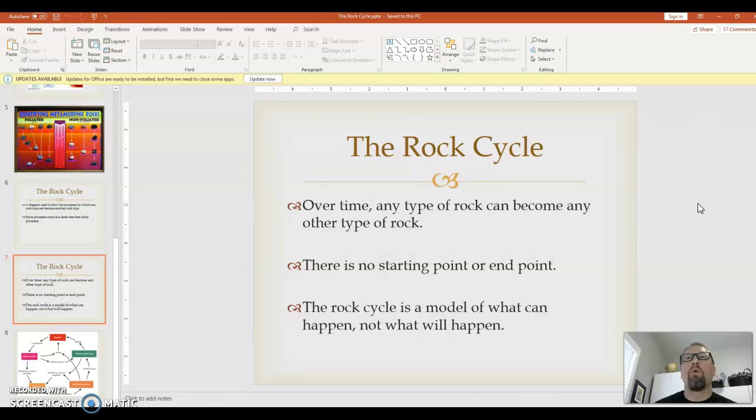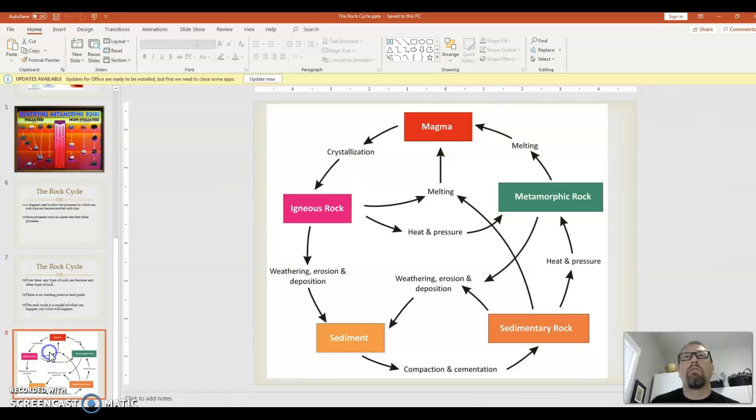There's really no starting point or end point. You might be able to argue that at the formation of the Earth, most rocks originated as igneous rocks, but looking at the cycle itself, there's no starting or end point to it. You just look at where a rock is now, or maybe what it was before. And again, it's a model of what can happen, not what will happen. And so, again, just because a rock is at one place on that cycle doesn't necessarily mean that we know what's going to happen to it next.